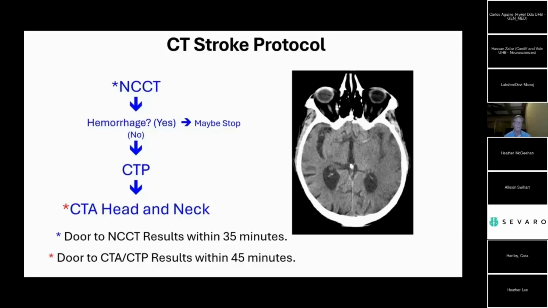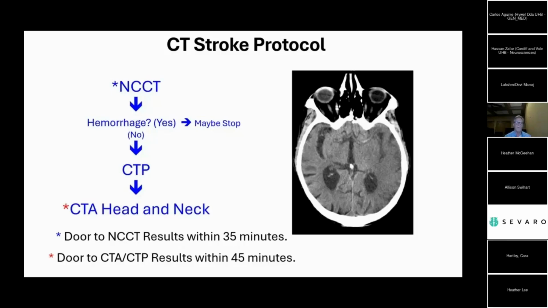Now, I believe the results should be given to you guys for a non-contrast CT easily within 35 minutes. You'll see people talk about 45 minutes. And I just tell you personally, I think that's ridiculous. The CT imaging is supposed to be completed within 25 minutes. It does not take 20 minutes to read a non-contrast CT. It takes about 2 minutes.